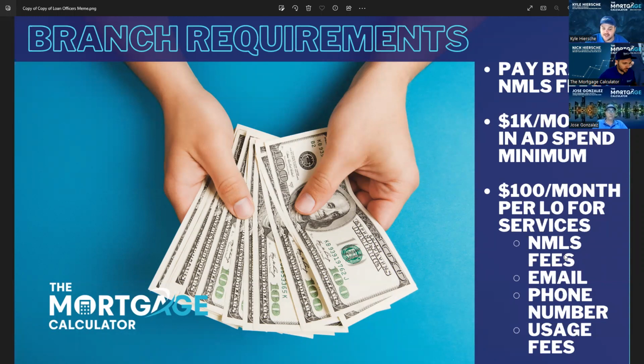Pay the branch fees, get it all set up, make a bare minimum spend on ads so that you can make sure they have leads from you to close on the 50-50 split, and then just take care of some of the little expenses for their services, such as their NMLS fees and company email and company phone number and all those kind of things that keep them going there. So that is really what we're looking for from a more monetary side.